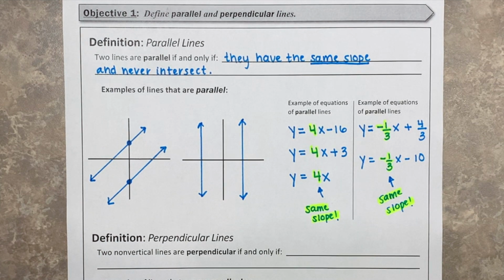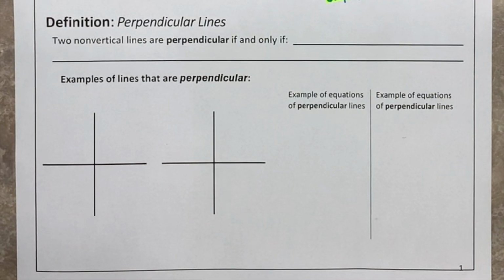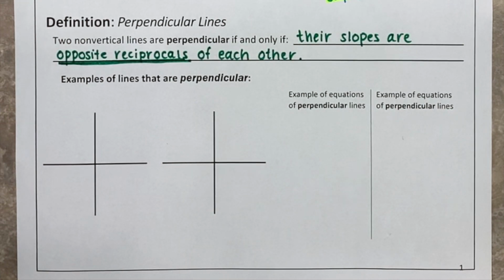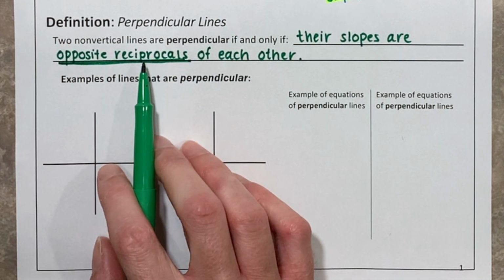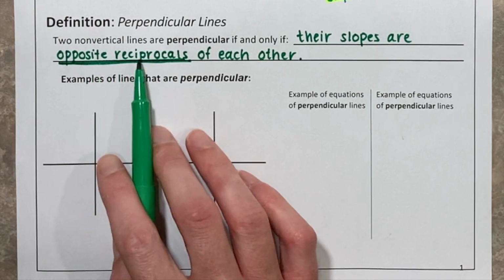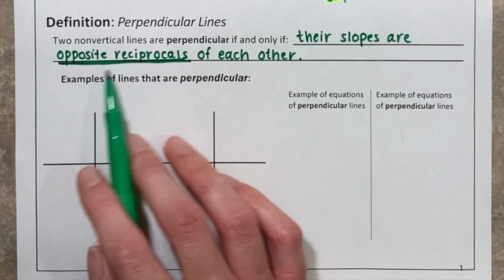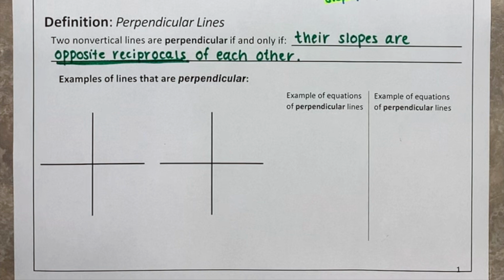Next, let's define and look at some examples of perpendicular lines. We'll start with the definition. Two non-vertical lines are perpendicular if and only if their slopes are opposite reciprocals of each other. And we'll talk about what the word opposite reciprocal means in just a minute. First, let's take a look at some graphs of perpendicular lines.